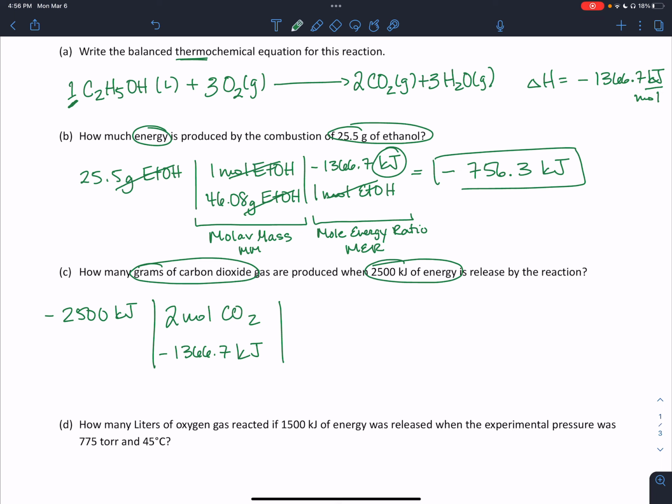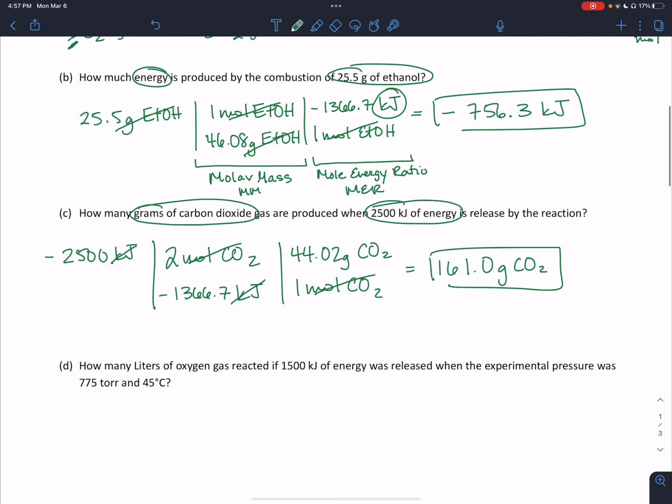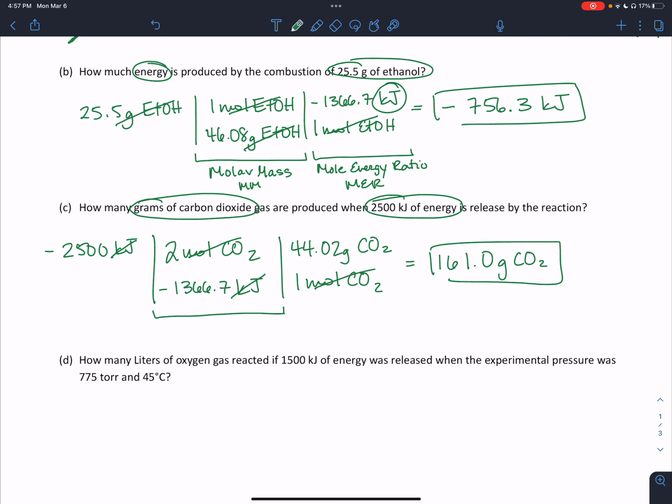Well, delta H tells me that for every 1,366.7 kilojoules that gets released, I'm producing 2 moles of CO2. All right, so that cancels, and then we're going to do a molar mass step. 1 mole of CO2 has a molar mass of 44.02 grams. Cancel our moles, plug everything into our calculator, and we find that if we're releasing 2,500 kilojoules of energy, then we are also producing 161.0 grams of CO2. To recap, our first step was our mole energy ratio step, and our second step was our molar mass step.